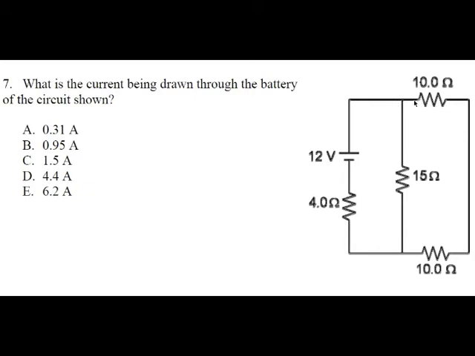or over to the right through first a 10-ohm resistor, down and around through another 10-ohm resistor. Then it comes to another junction where it joins back up with the current that went through the 15-ohm resistor. Then it goes to the left and up through a 4-ohm resistor and back to the battery. And our choices are 0.31 amps, 0.95 amps, 1.5 amps, 4.4 amps, or 6.2 amps.